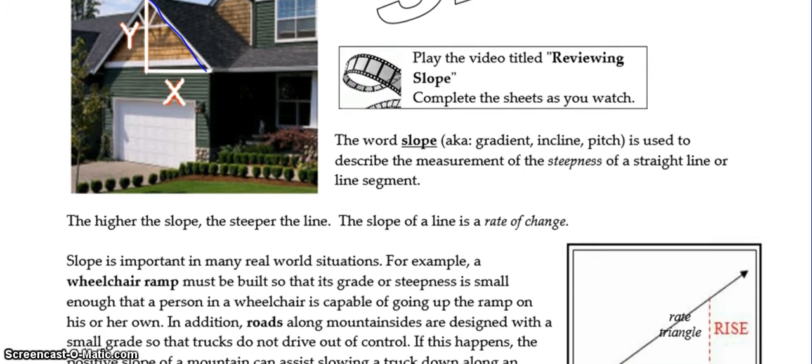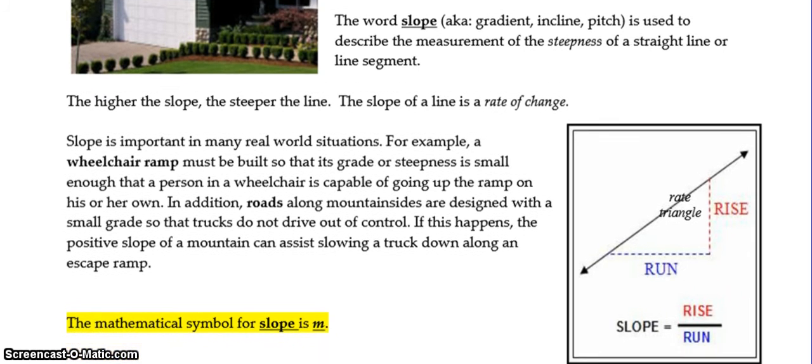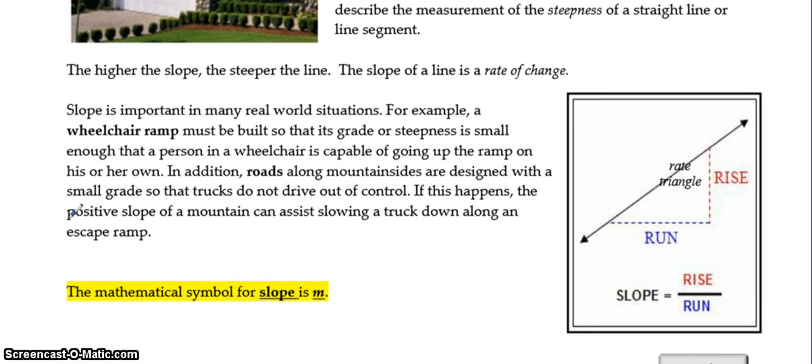The higher the slope, the steeper the line. The slope of a line is also called the rate of change. Slope is important in many real-world situations. For example, a wheelchair ramp must be built so that its grade or steepness is small enough that a person in a wheelchair is capable of going up the ramp on his or her own.